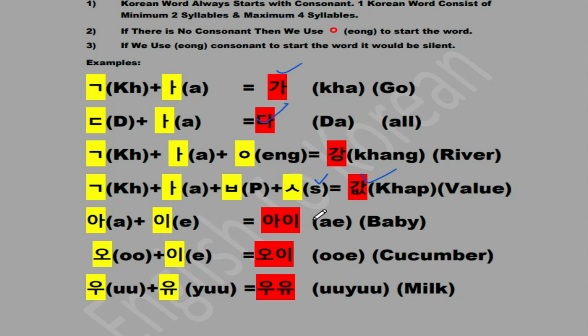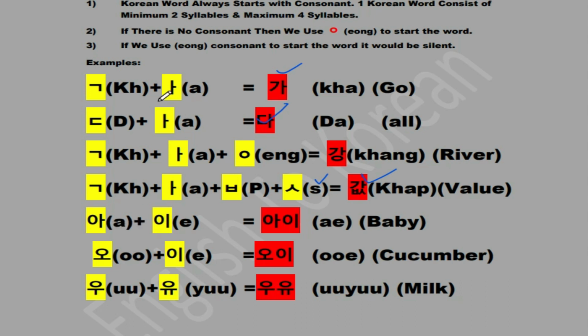Our fifth word is a-e. As you can see, a is a vowel, e is also a vowel. So we will not start any word with a vowel. So we have to use the consonant yang at the start of the word. If we break it into syllables, our first syllable is a, plus our second syllable is e.